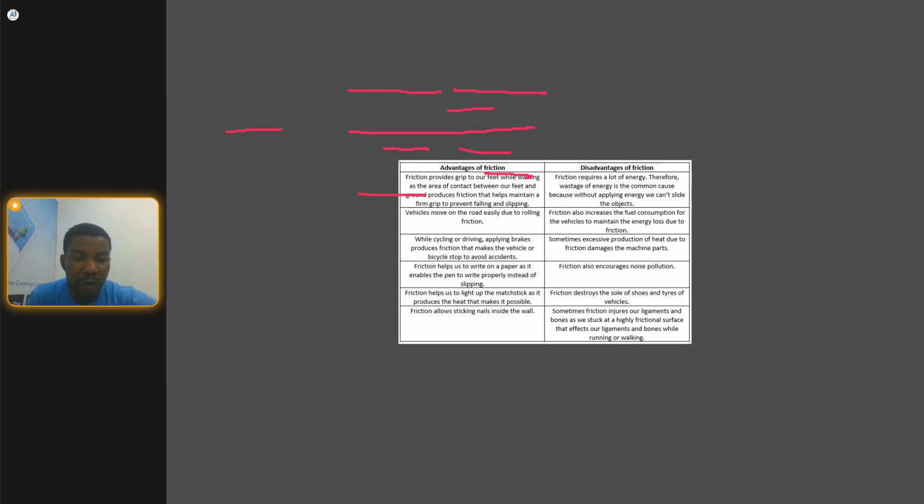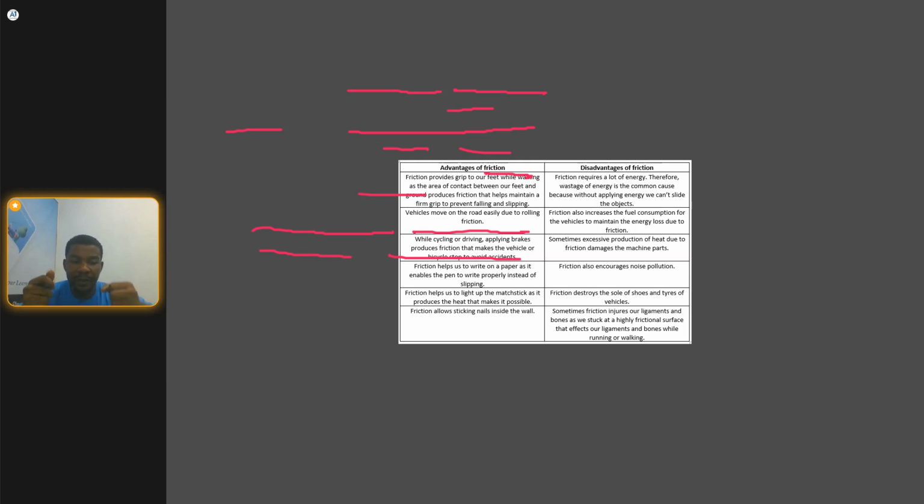So vehicles also move on the roads smoothly and easily because of rolling friction. So that's another advantage of friction. It makes vehicles move easily on the road. While cycling or driving, applying brakes produces friction that makes the vehicle or the bicycle stop.